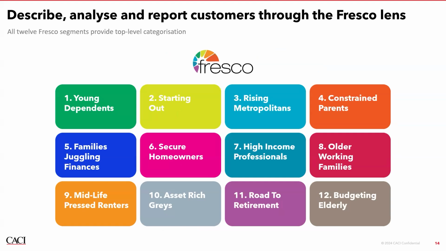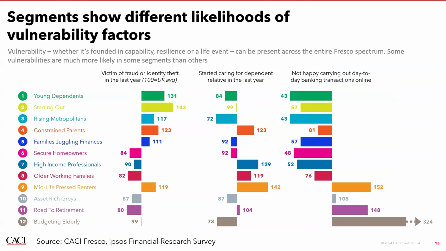You can see the segments listed out on the left-hand side on the next slide. And I really want to show here how a good segmentation can start highlighting some patterns across something like vulnerability. These 3 data points are all taken from the Financial Research Survey. And if you've got a market segmentation yourselves that's widely available on research and panels, then you can start looking at things like this.